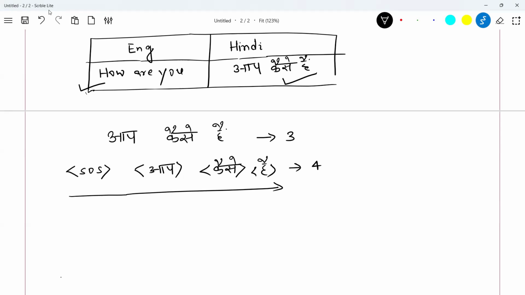Sometimes it also gives an end of sentence, so maybe it will work on 5 tokens also. For simplicity, let's take 4 tokens, and this SOS is an additional token. This process is called shifting right. That is what is written here, shifting right.